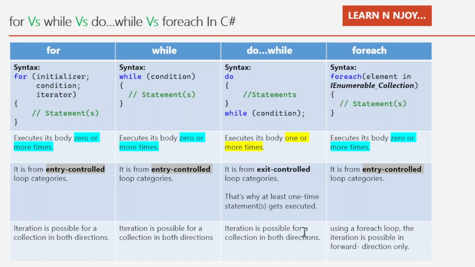Okay, coming to the foreach, using a foreach loop, the iteration is possible in the forward direction only. It is not possible in both directions because it verifies whether that element is present in the enumerable collection or not. So based on the availability of the element in the collection, it decides whether that statement needs to be executed or not. And if it is, then it is just going to execute in the forward direction only.